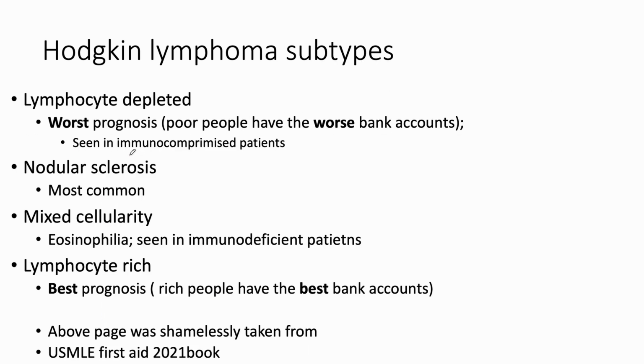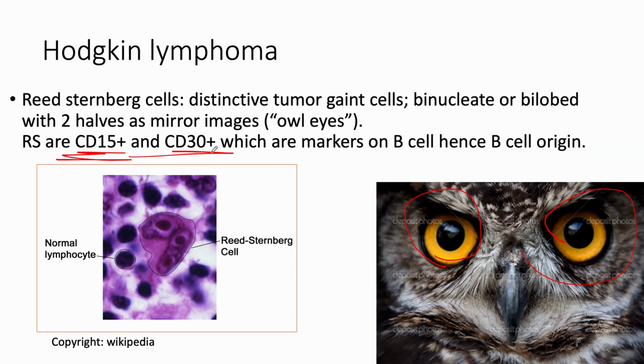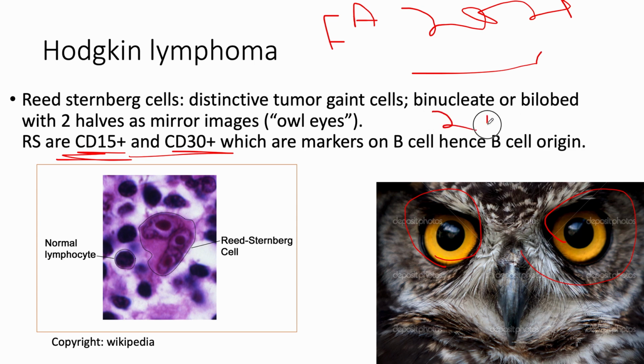Have I mentioned the mnemonic here? There's a mnemonic to learn this. So the CD15 and CD30, I got this from a book called, as I mentioned, First Aid USMLE 2021. I'm going to keep the reference to it in the reference page, so that you can check it out for yourselves. Basically over here we can see there are two nuclei, bilobed, so 2 times 15 equals 30. That's going to help you memorize the CD markers if ever needed.